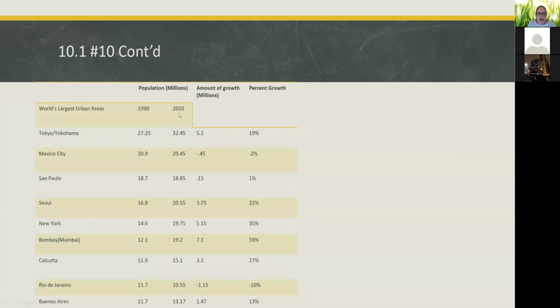Okay, I went ahead and did that for all the different cities. Okay, here was Tokyo that we did on the previous slide. Notice that Mexico City actually ended up with fewer people. So I'm going to call that a negative growth. And so that's a negative percent growth. Okay, and Rio de Janeiro also had a negative growth. The rest of them were positive though.